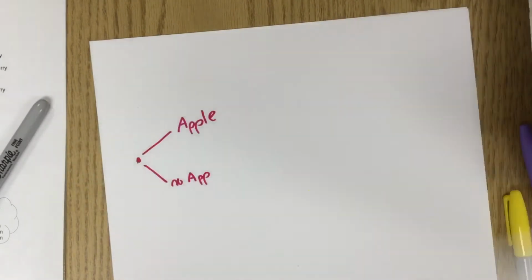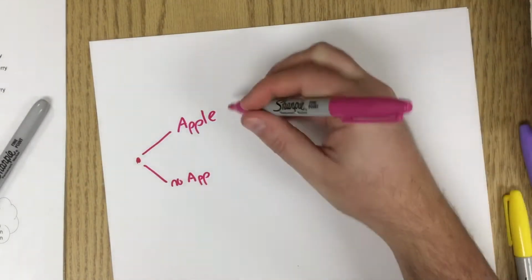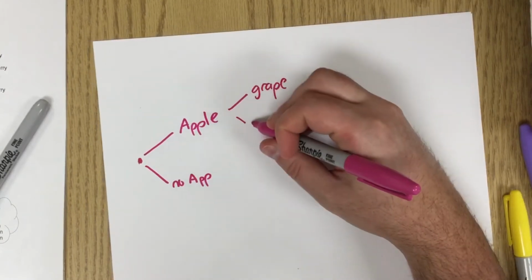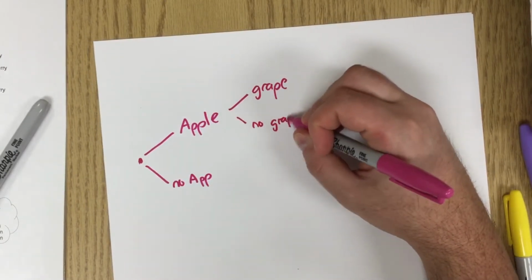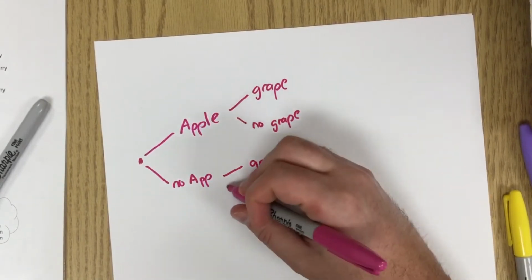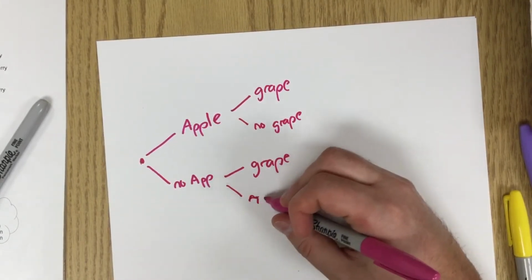And then with the grape, we could kind of do the same thing. We could either have the grape or no grape. And if we didn't take the apple, we could take the grape or no grape.